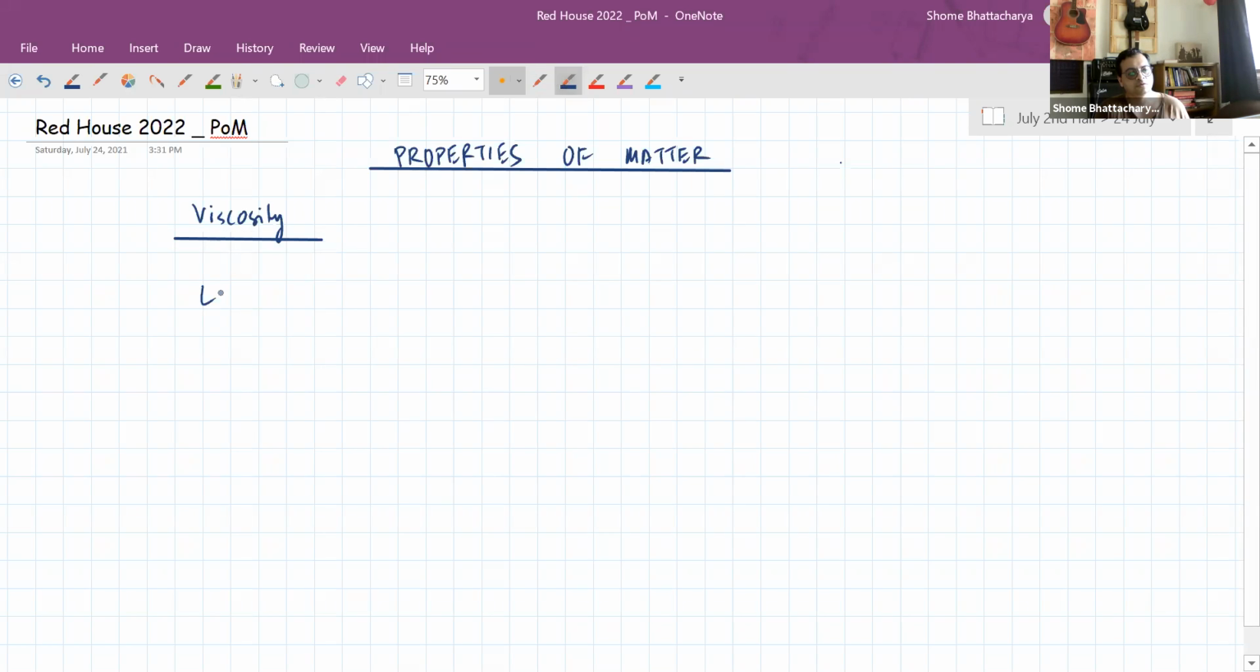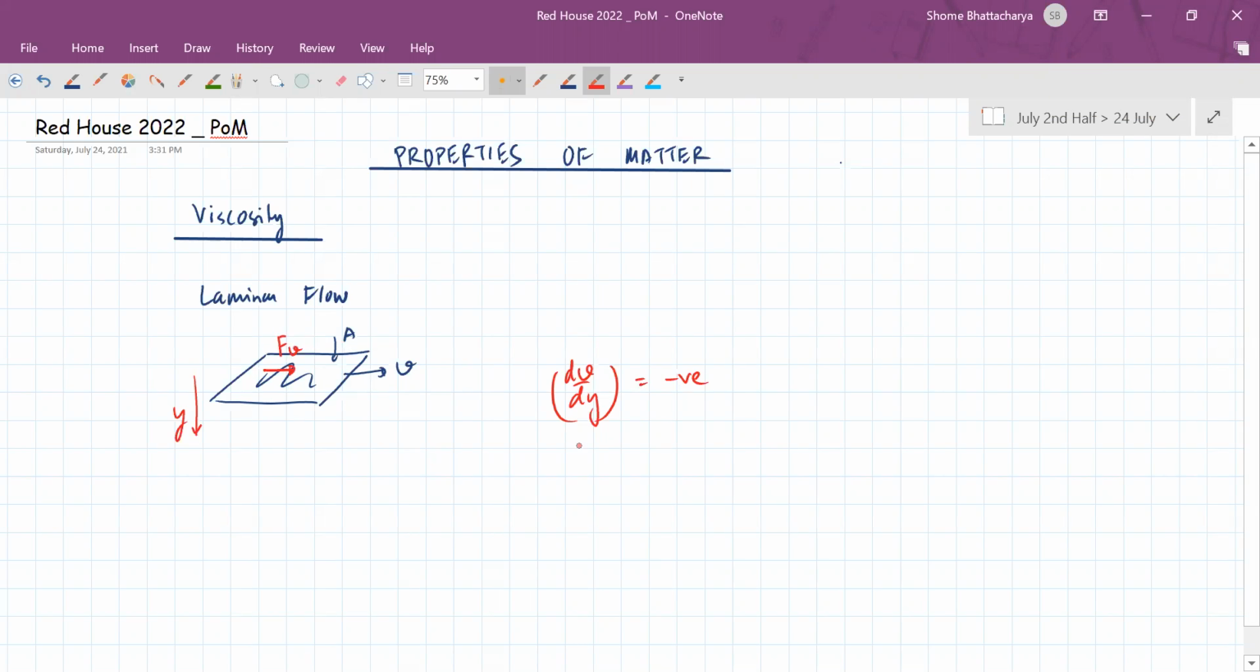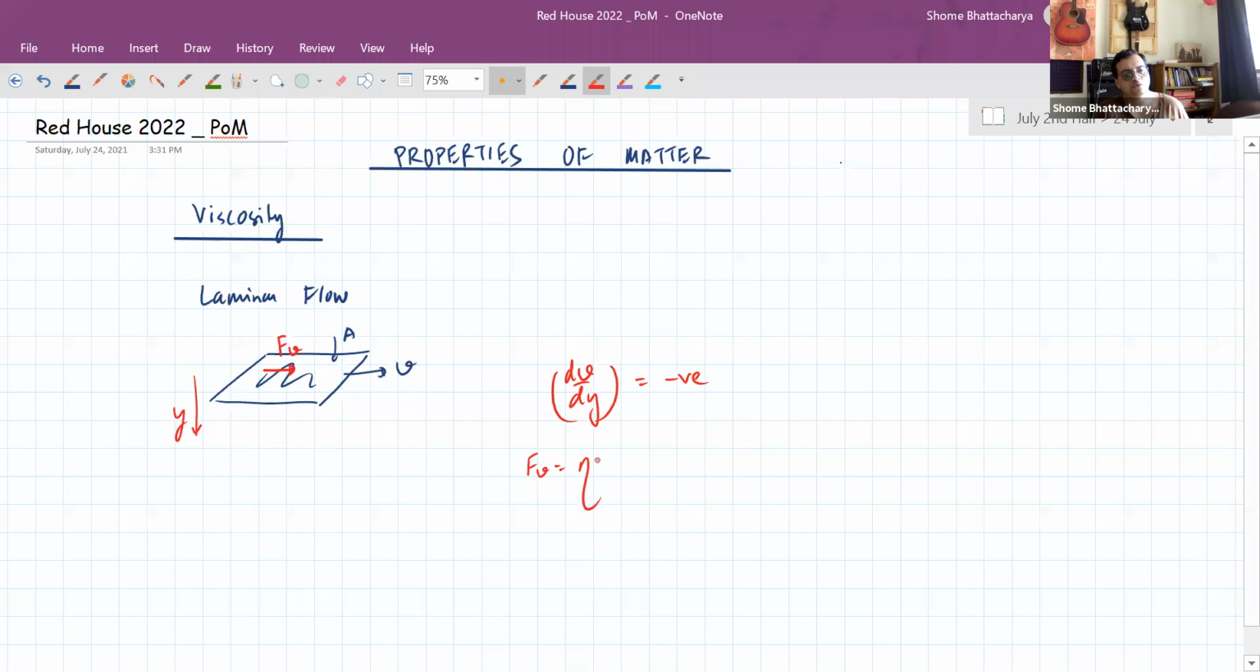So in the situation of laminar flow, we saw that if we consider a surface of fluid which is moving at a velocity v, such that its surface area is A, such that there is a velocity gradient in this direction, let us say dv by dy. Suppose that is a negative quantity. So that means this part is having higher velocity than this part. So the top surface will experience viscous force in this direction. And that viscous force was given by the formula: coefficient of viscosity into area into modulus of this velocity gradient. So this was the first situation we see viscosity in.